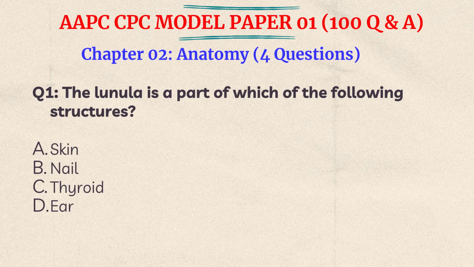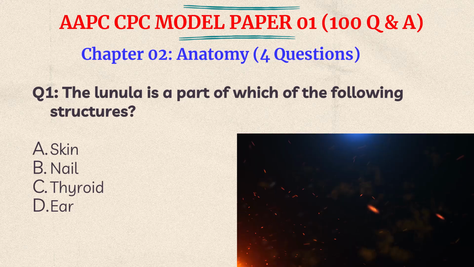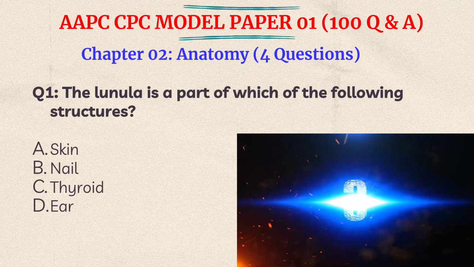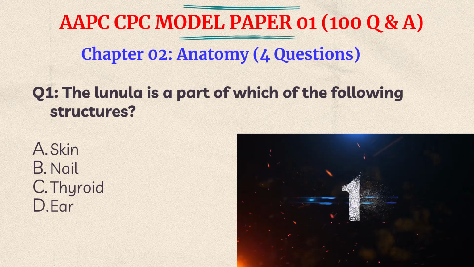So the first question is, the lunula is a part of which of the following structures? A. Skin, B. Nail, C. Thyroid, D. Ear. So please pause the video for a few seconds and think the answer.